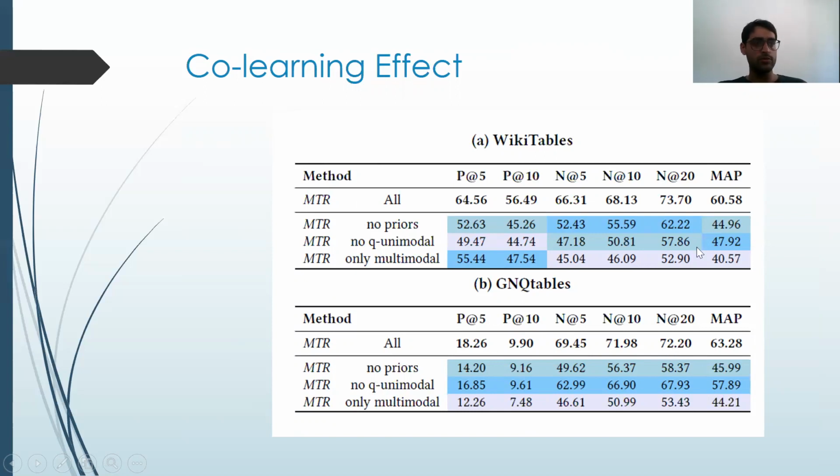For the Wikitables, the measures are differently affected by the different segments. However, when we look at the GNQ tables, we see a clear pattern indicating the importance of prior helpers, and the query unimodal helpers. This may be explained by the informativeness that natural language queries hold.